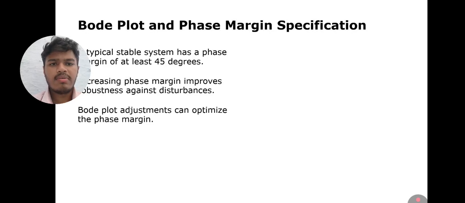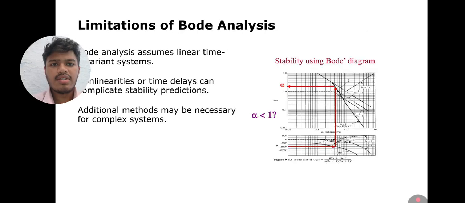Bode plot and phase margin specifications. A stable system typically has a phase margin of at least 45 degrees. Increasing phase margin improves robustness against disturbance. Bode plot adjustments can optimize the phase margin.